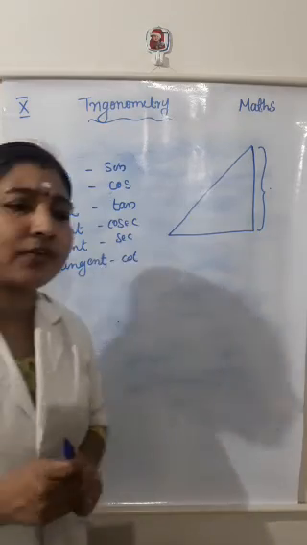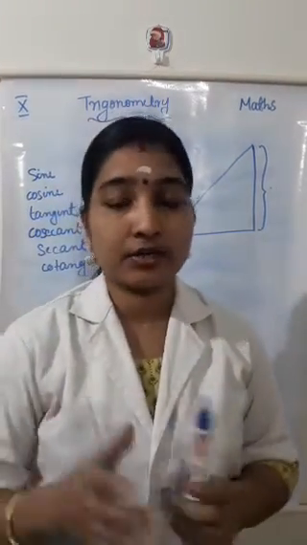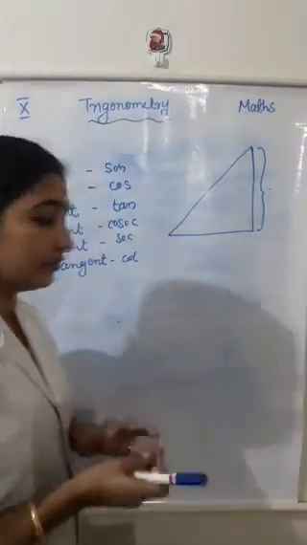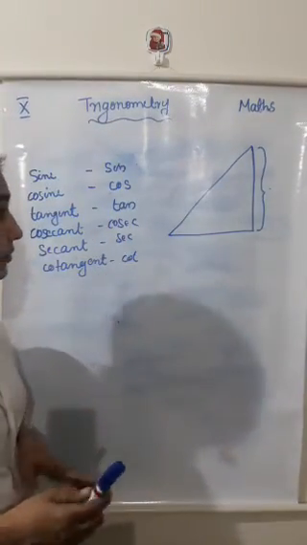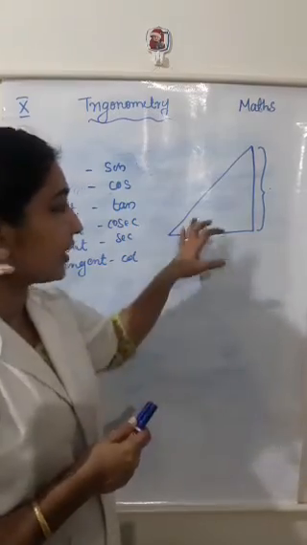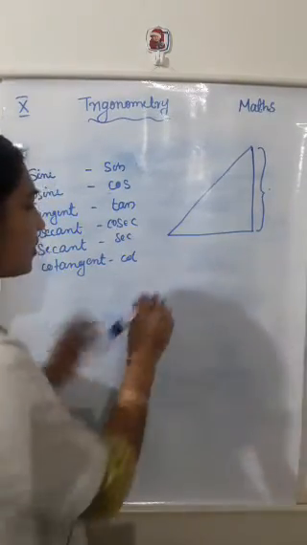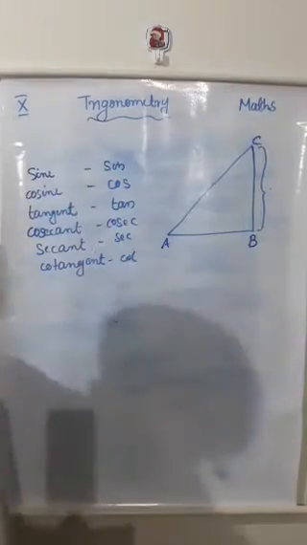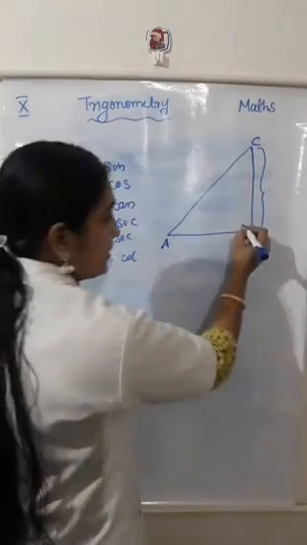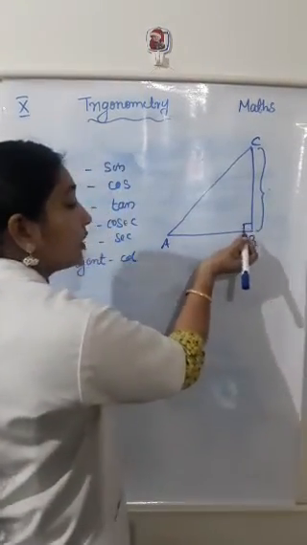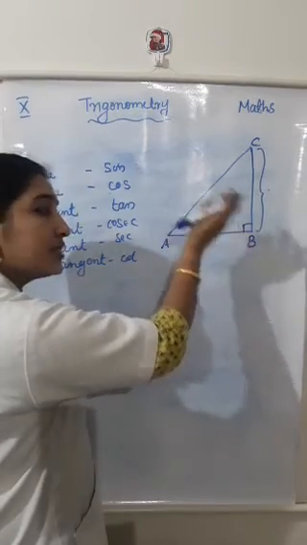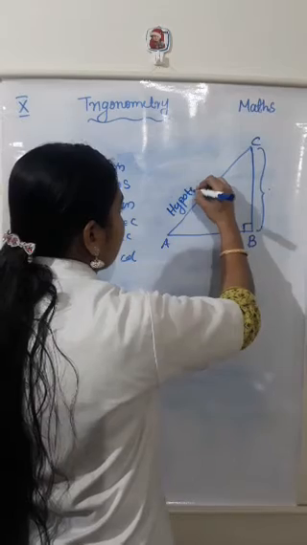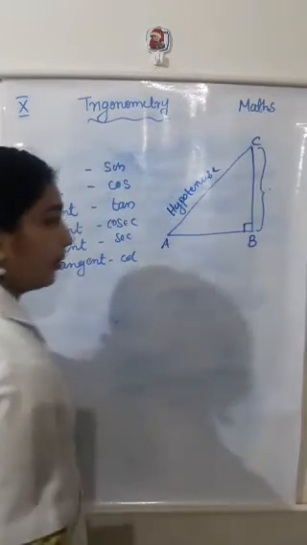Now how can we find the ratios? Before that, look at the figure. This is a right-angled triangle, with the right angle at B. You know that B is the right angle, so the side opposite to the right angle is called the hypotenuse. Always, this is the hypotenuse.